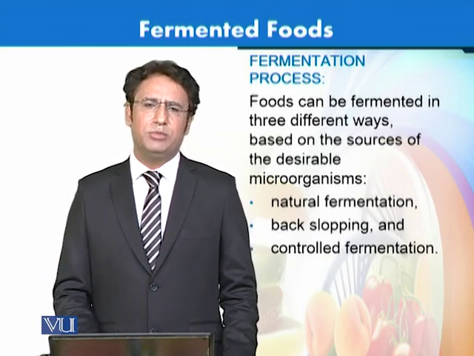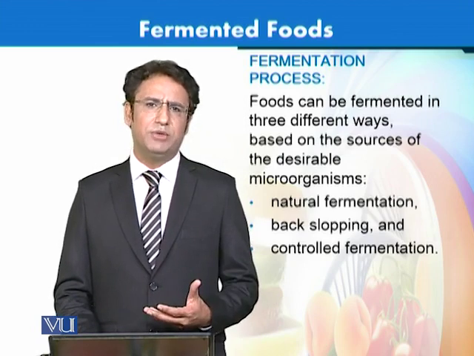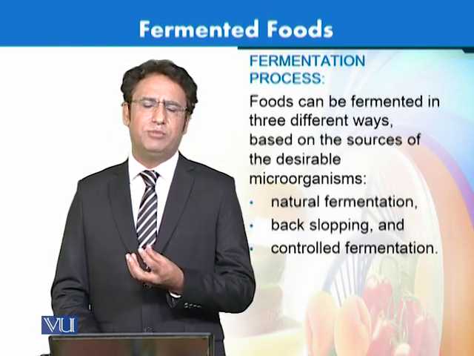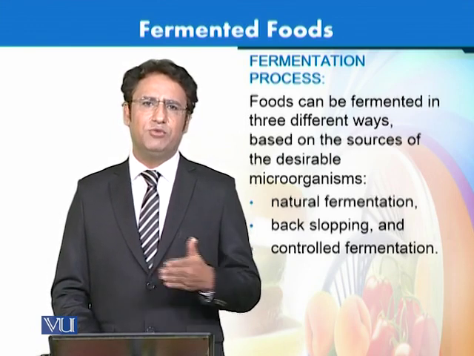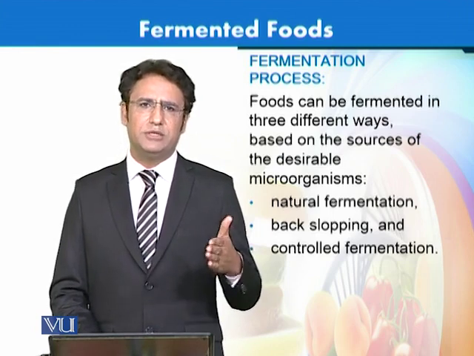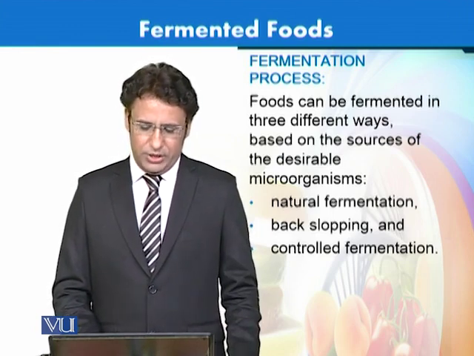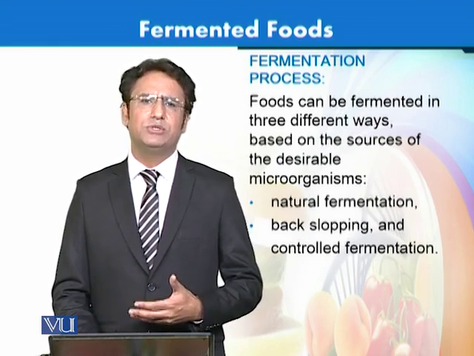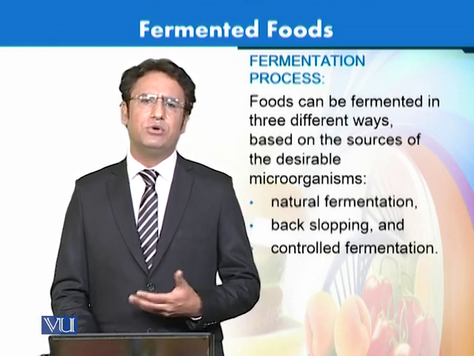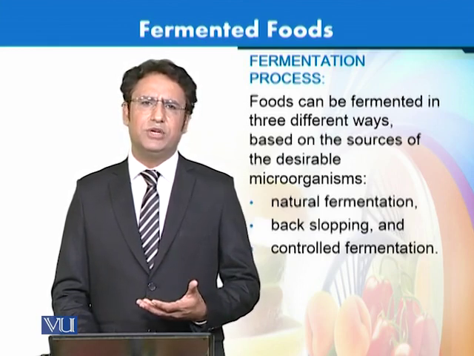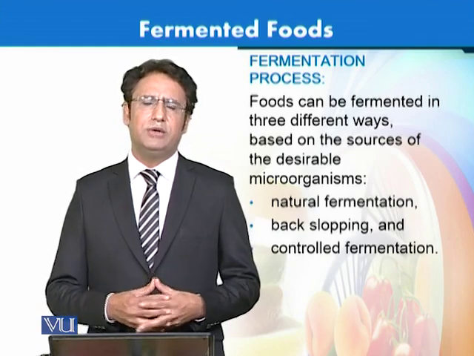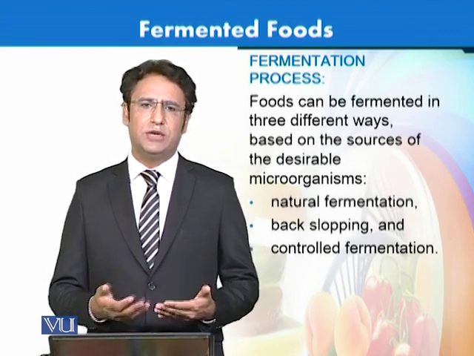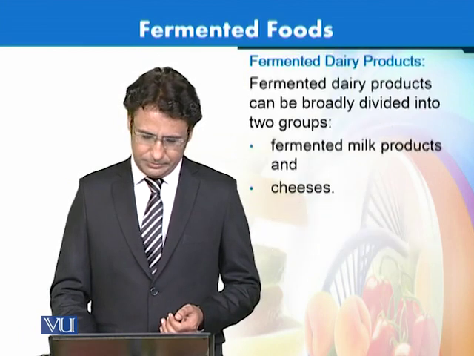Another method is backslopping. The backslopping method is where we take the fermented material from the previous batch and add it to a new batch, which is actually adding a starter culture into our product. The third and last one, which is the most sophisticated technology used in most industrial operations, is controlled fermentation. Under controlled fermentation, we try to control all the variable factors, the strain and species and the environment, in which we can achieve the desirable outcome of the fermented products.